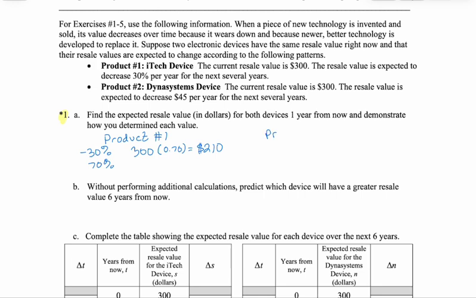Now, product number 2, it just goes down exactly by a value of $45 per year. So if we take 300 minus 45, it is now worth $255. So that would be the value of each of those particular items. Okay, everybody see how we got those initial values?